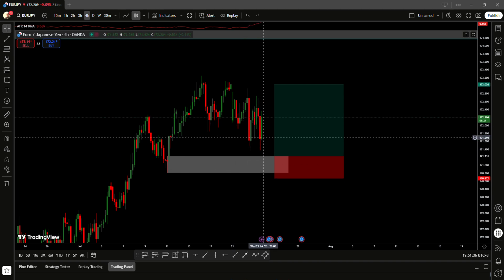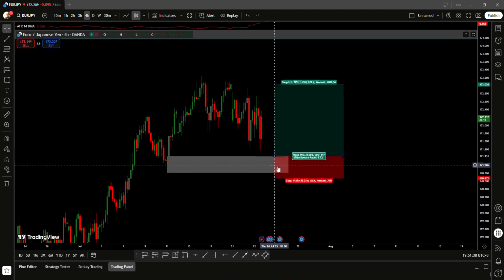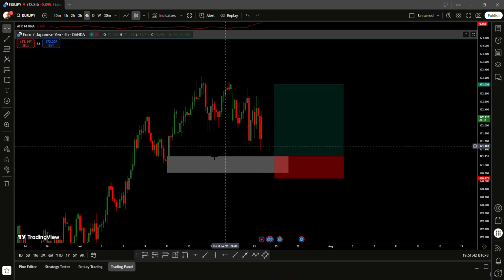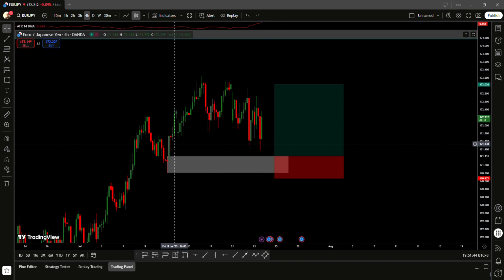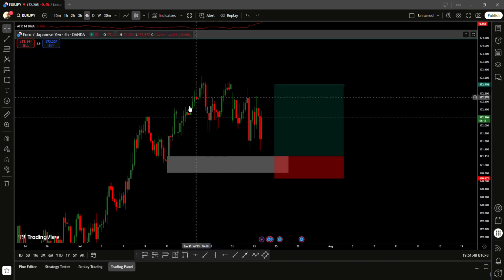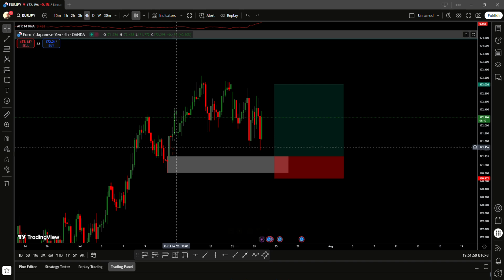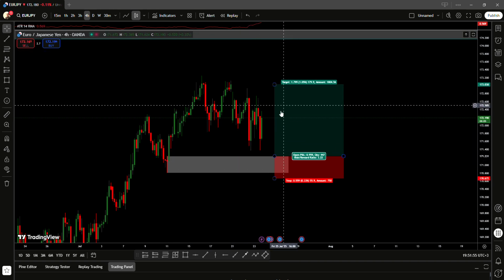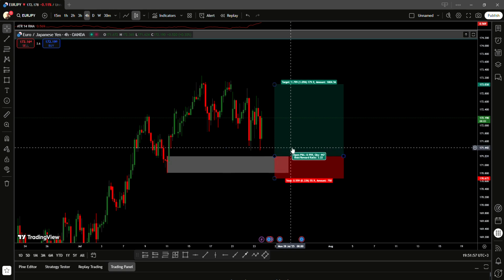I want price to come, tap this area, and then take us to the upside. This is a drop, base, drop, base, rally, and you see this is a low, high, lower low, higher high. This is a QM formation. Trend line was removed. So when price taps this area, we go to the upside. However, since it has tapped on the daily, it might not come back.